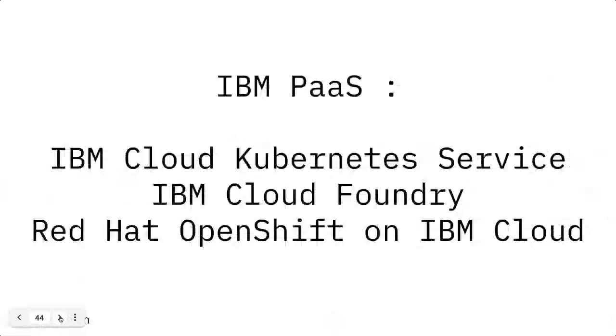So what does this look like? So some IBM products and offerings are IBM Cloud Kubernetes Service, IBM Cloud Foundry, and Red Hat OpenShift on IBM Cloud.